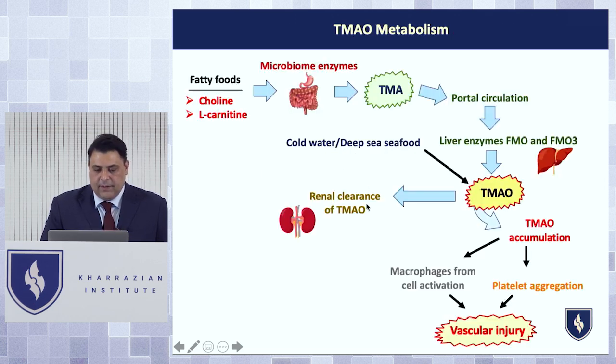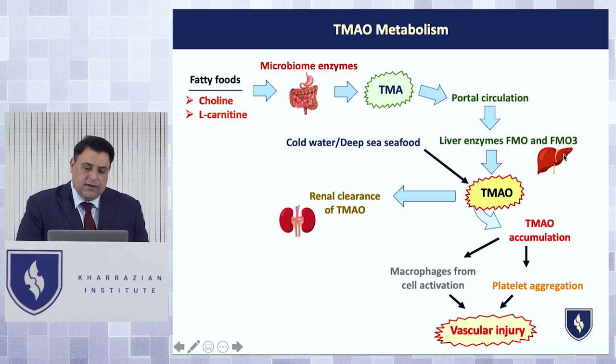Now, here's a summary of these major steps, and then we'll go into the application of this in a real life setting. So here you see fatty foods, choline, and L-carnitine being metabolized by enzymes in the gut that are high in TMA-lyase. And then TMA is produced. TMA goes into portal circulation, and liver enzymes, FMO1 and FMO3, which are monooxygenases, will convert TMA to TMAO. In addition to choline and carnitine in fatty foods, cold water deep sea fish high in choline also contribute to this pathway. Once TMAO is made, if it accumulates and the levels get high, that can lead to platelet aggregation, and macrophage and cell activation start to cause vascular injury. Those are all factors.